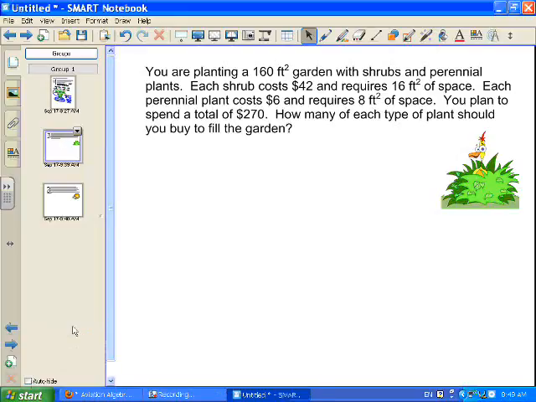So what am I trying to find? Variable. Well, that's what I'm trying to find. So what am I trying to find? How many perennials you can get? Okay, so number of each type of plant. Not their price, not their space. That's the stuff that they gave us. We're trying to find number. So again, you're right, we do have S's and P's again. S, number of shrubs.